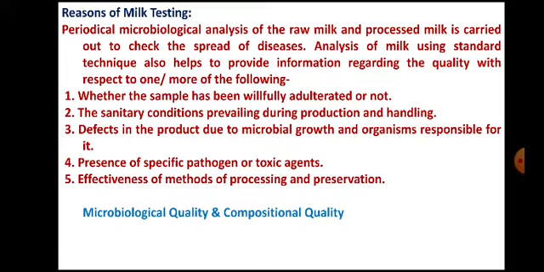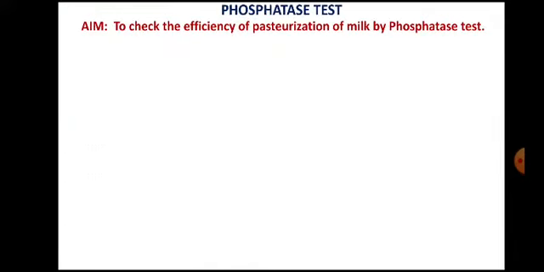Compositional means the major components present in milk are carbohydrates, fat, and protein. So these tests are based on measurement of carbohydrates, measurement of the content of fat in percentage, and measurement of content of protein. So on the basis of that, we have compositional and microbiological quality of milk. We'll be discussing both these aspects.